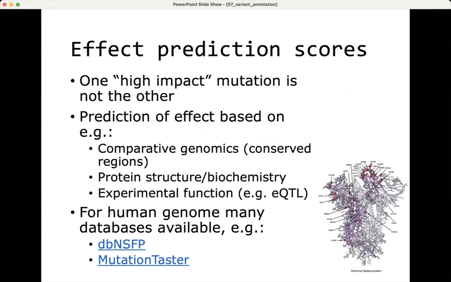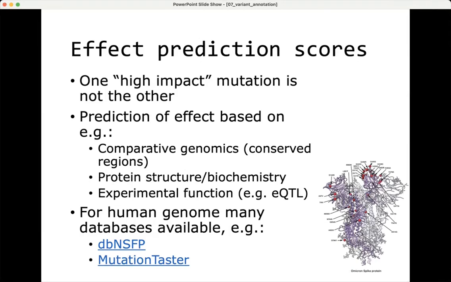People have taken this a step further, because what people have noticed, and what you probably also noticed if you are doing variant effect prediction, is that you can have a high impact mutation, for example, an amino acid change that might have a very big effect on the protein structure, but another amino acid change has only a minor effect on the protein structure, because it's at the inside of a protein 3D structure. So then people want to take that to a higher level.